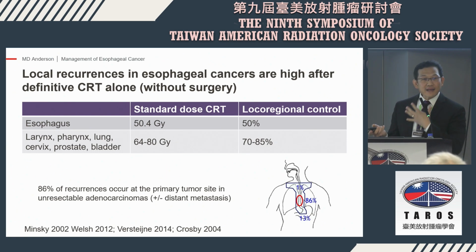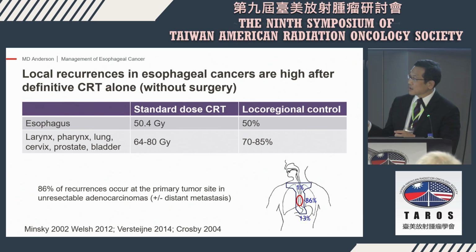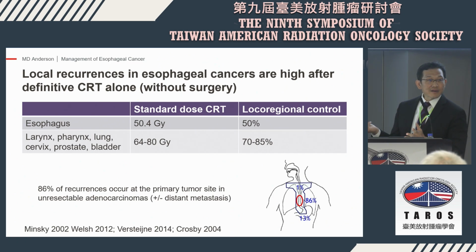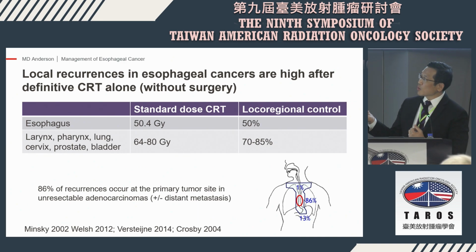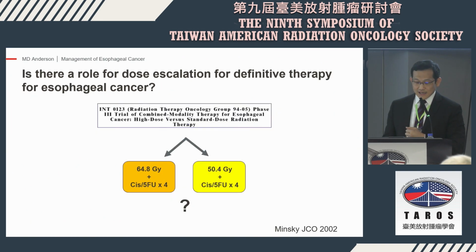But if you look at head and neck cancer, lung cancer, other cancers, we use much higher doses, 64 to 80 gray in prostate cancer. The local regional control is much better, right? So it's logical to think that, well, maybe we just increase the dose. Why don't we just increase the dose? And that should benefit these patients, right? Well, that's exactly the question, right?